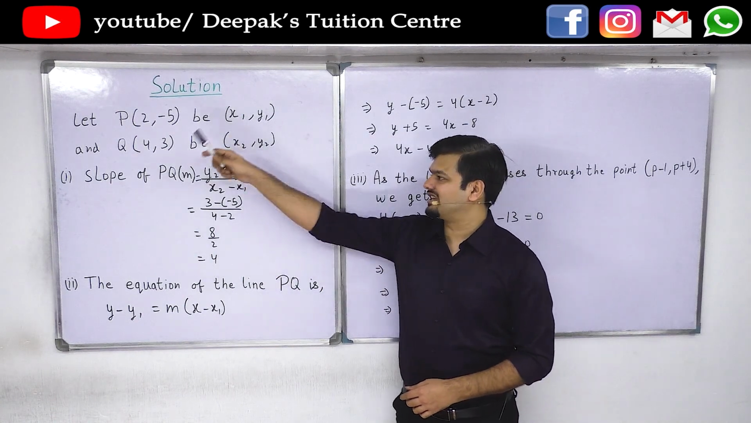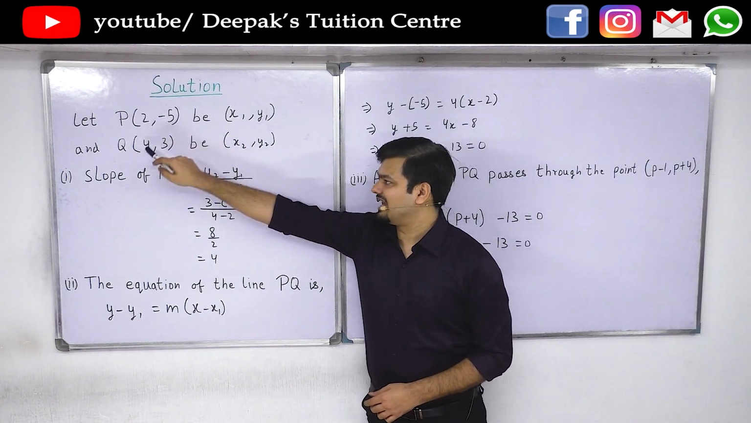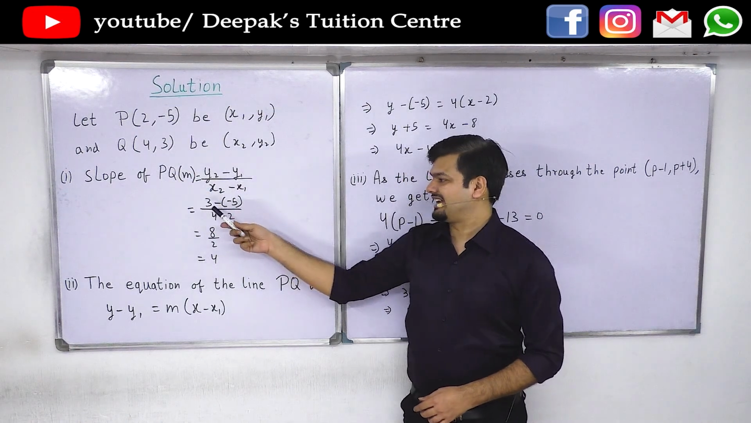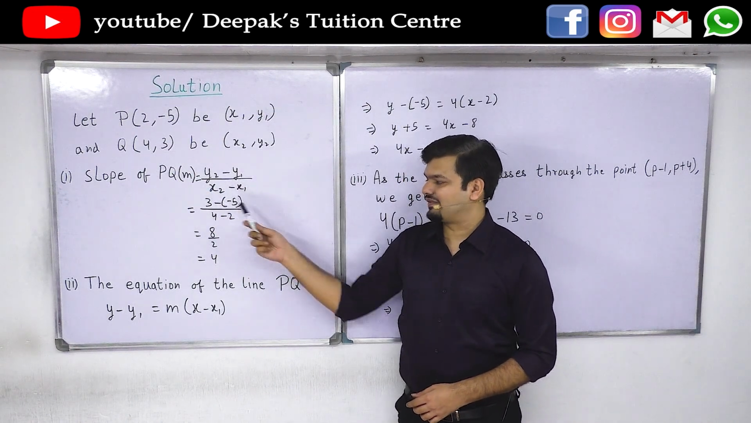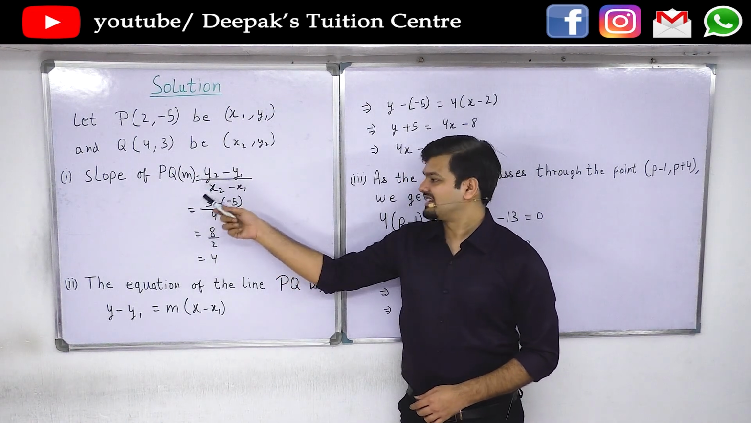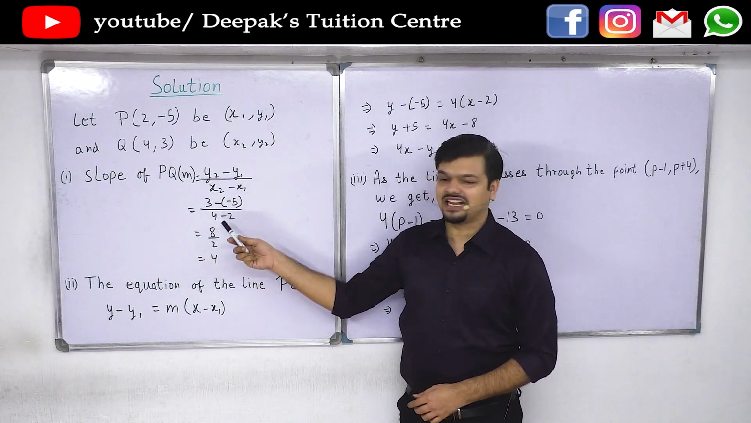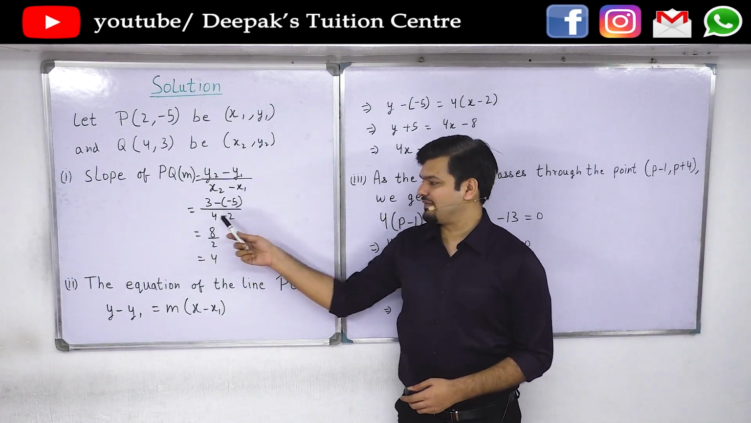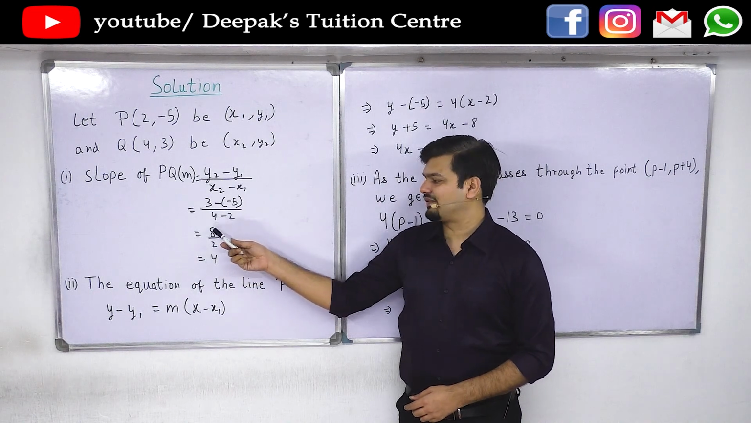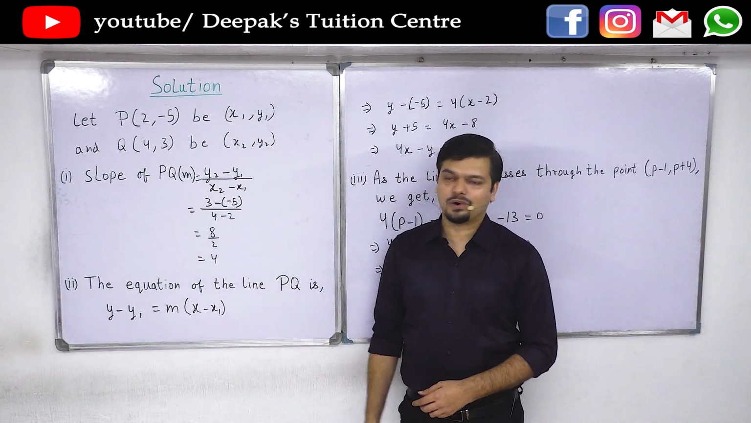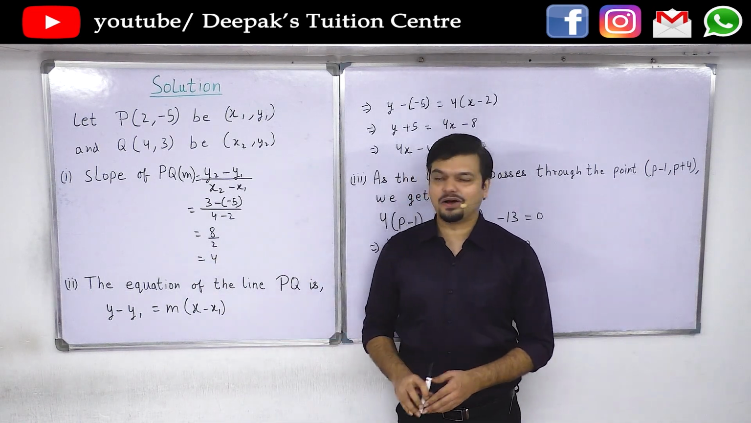So we now substitute the values of y2, y1, x2 and x1. We get (3 minus -5) divided by (4 minus 2). 3 minus -5 is basically 3 plus 5, that is 8, and 4 minus 2 is 2. So therefore 8 divided by 2 gives us 4. So we get the value of the slope.